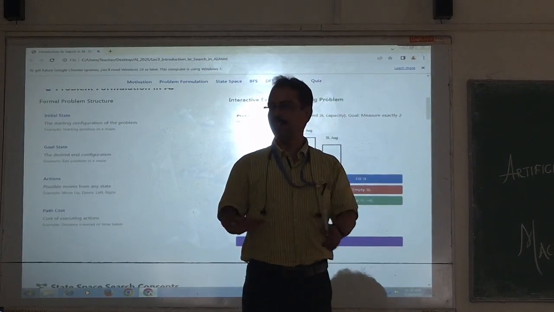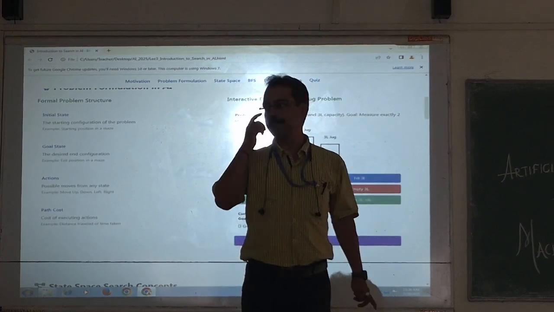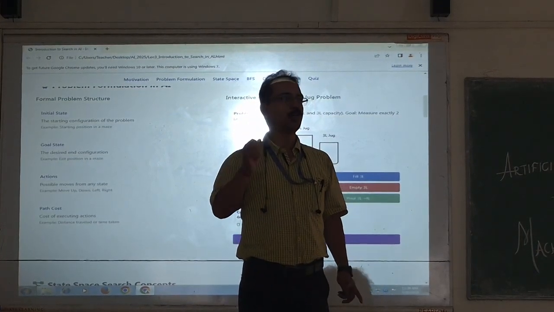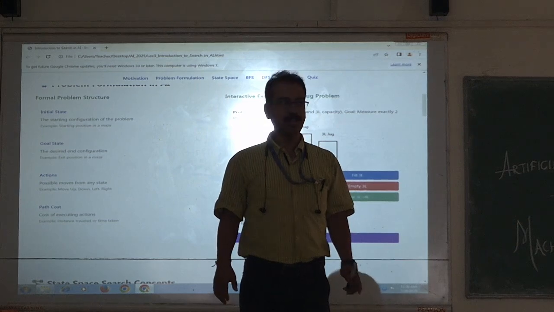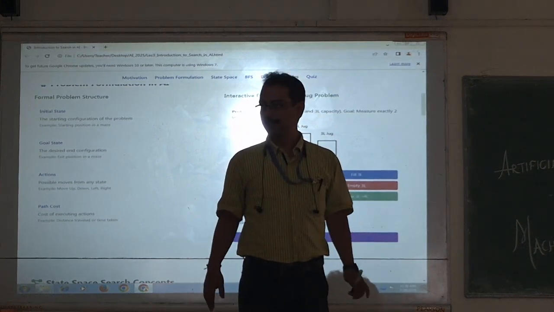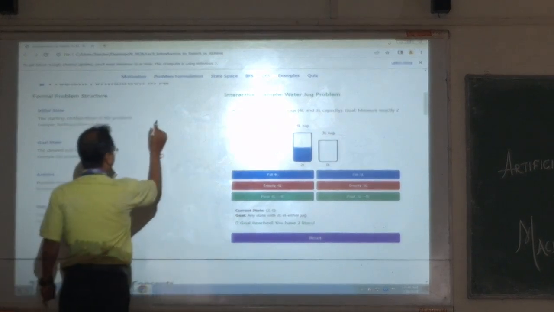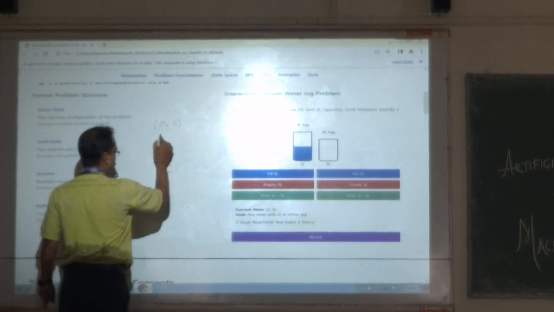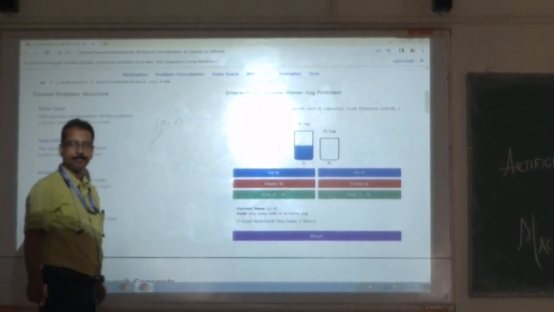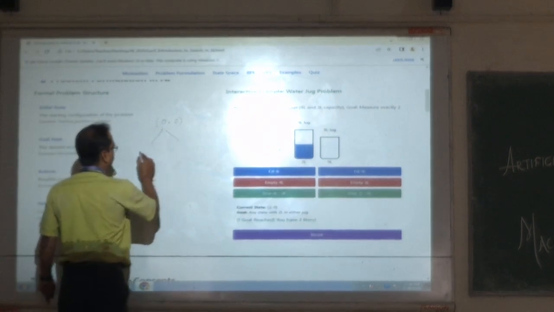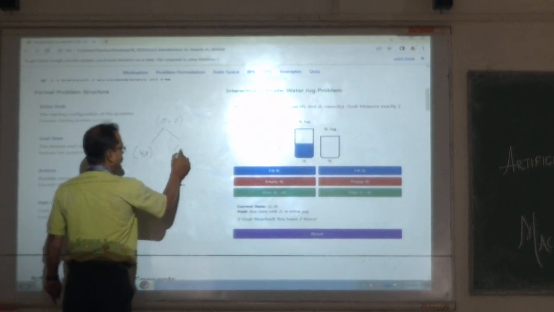So how does AI work to get the solution? Basically all these agents first develop a search tree. Search tree means all possible moves. So I am giving you some depth of this search tree. Initially it is 0, 0. So how many steps can come from this first step? Either it can be 4, 0 or it can be 0, 3.